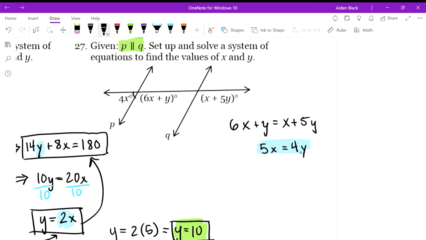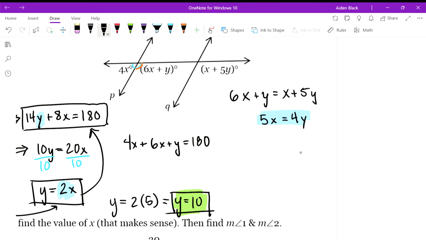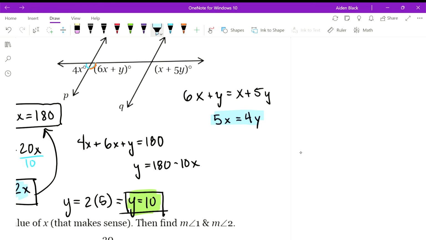Let's see, I know this angle here and this angle here form a linear pair, which means they're supplementary. So I can write 4x plus 6x plus y equals 180. So I have 10x plus y equals 180. And then if I subtract 10x from both sides, this is what I end up with. So here's my other equation.